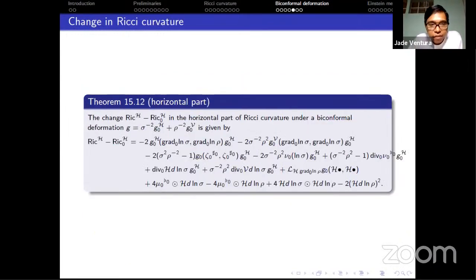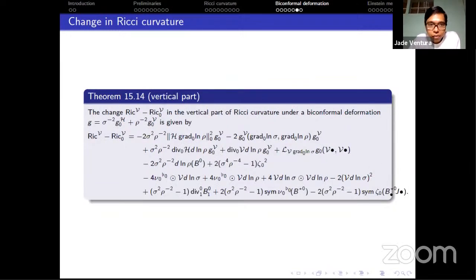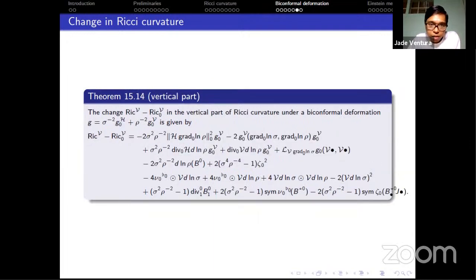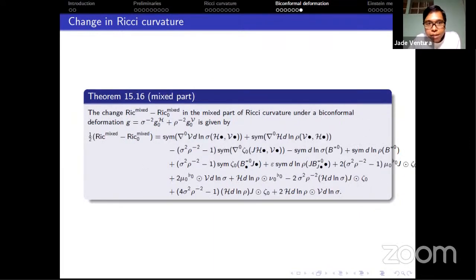So this is the change of the Ricci curvature. This one is for the change in the horizontal part of the Ricci curvature, the change in the vertical part of the Ricci curvature, and then the change in the mixed part of the Ricci curvature. So with these three boxes, horizontal, vertical, and mixed, we in effect have determined the change in the full Ricci curvature as we go from an original metric G naught to a biconformally deformed metric G. So that's the second main part of the work.